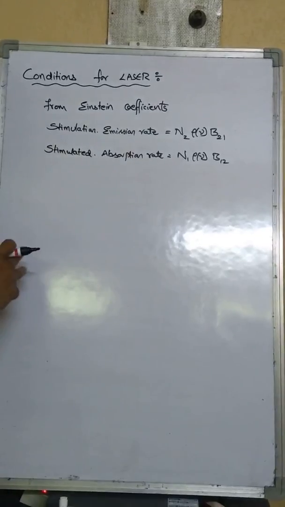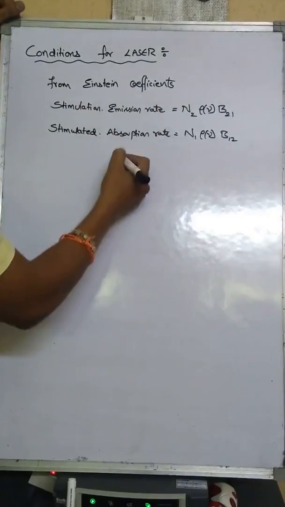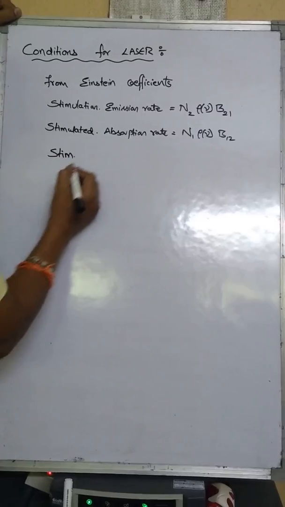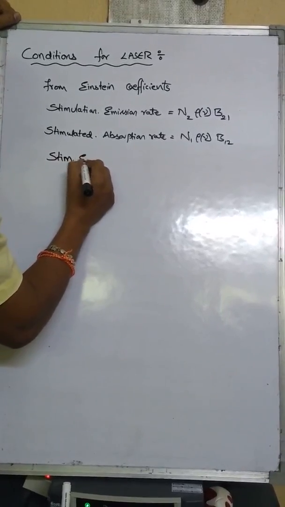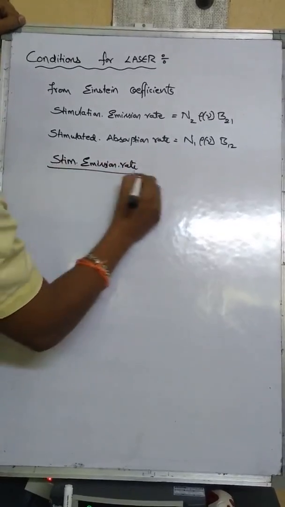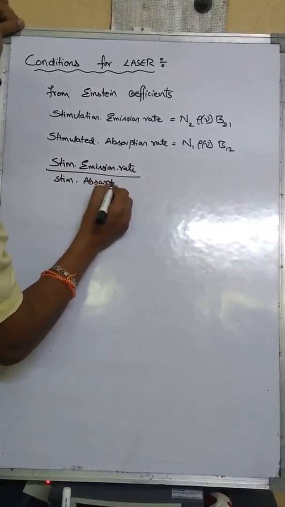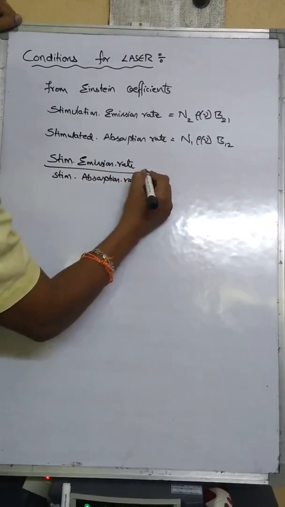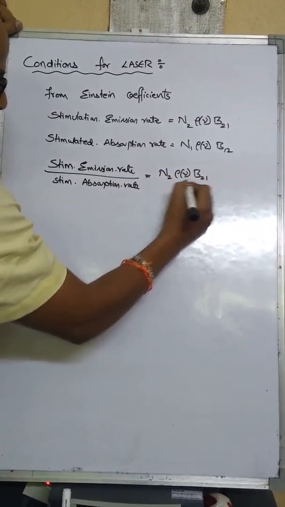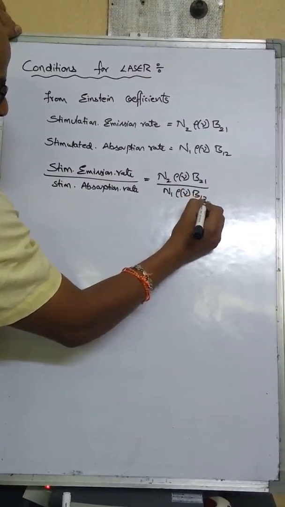You just recall or refer to your assignment, right? Then I will take a ratio between these two parameters. So therefore I will write it as stimulated emission rate by stimulated absorption rate. That is N2 rho nu B21 by N1 rho nu B12.